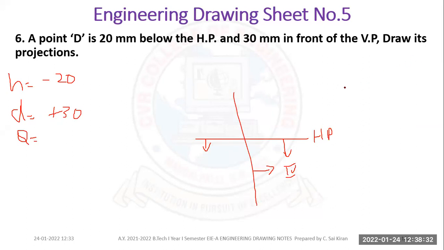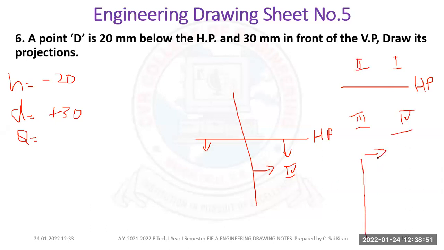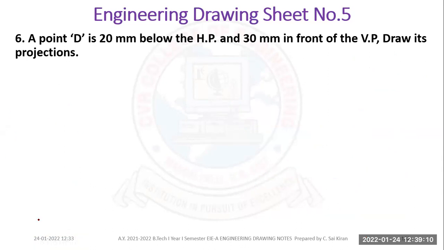Okay. So I will tell you: whenever HP is positive, there are two quadrants, either the first quadrant or the second quadrant. Whenever HP is negative, there are two possibilities, the third quadrant or the fourth quadrant. Similarly, whenever it is in front of the vertical plane, it is either the first quadrant or the fourth quadrant. And whenever it is behind the vertical plane, it can be the second quadrant or the third quadrant. Like this, you have to make a graph and then you can easily know in which quadrant it is.